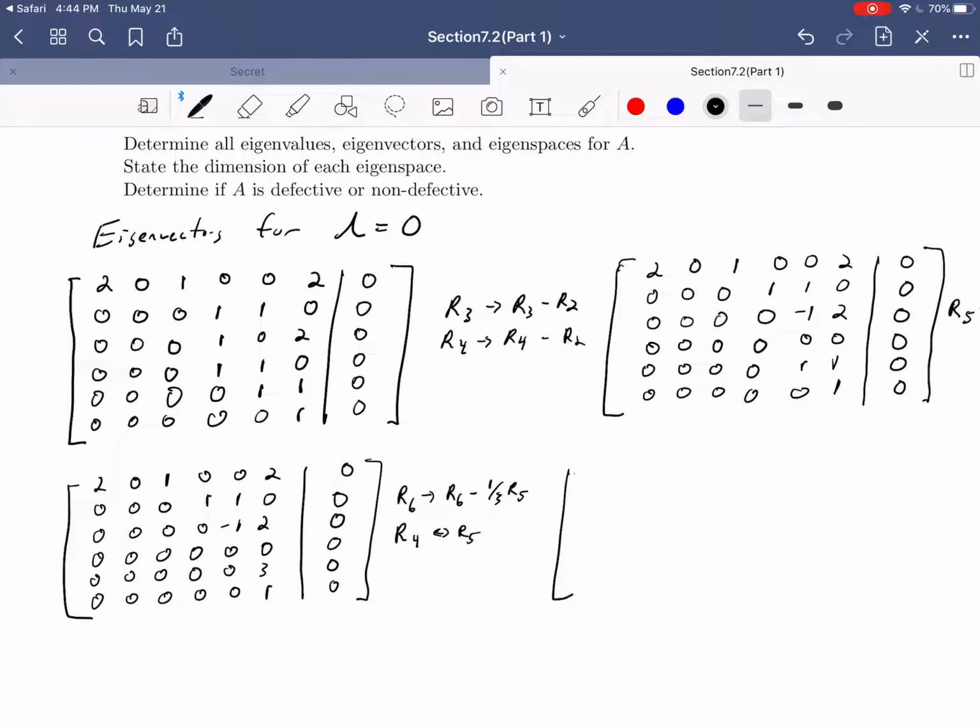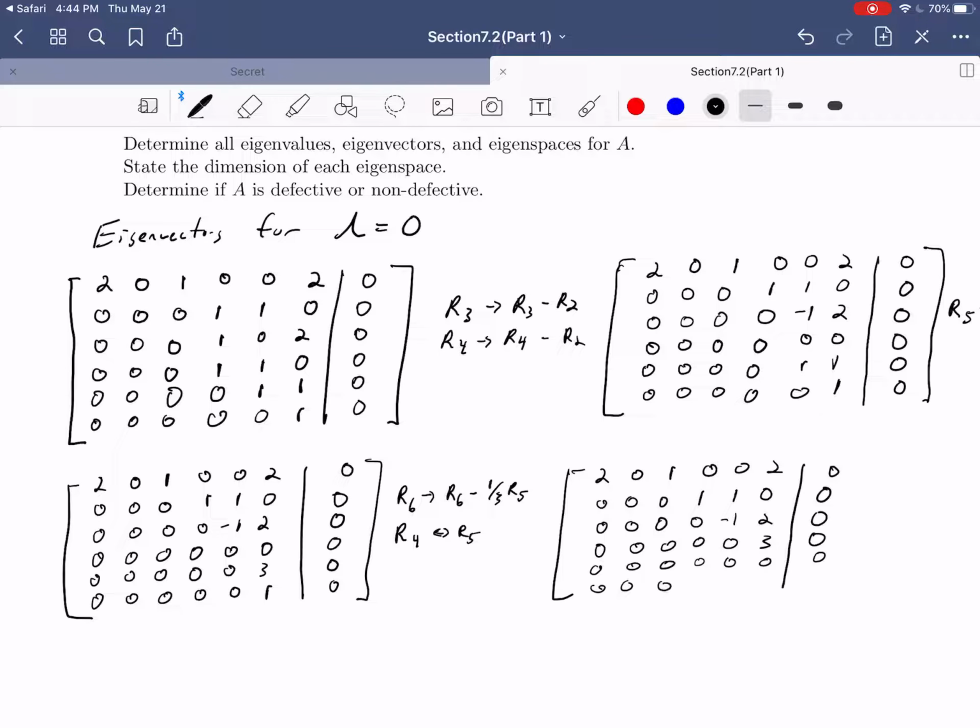And once we do that, we should have 2, 0, 1, 0, 0, 2, 0. And then 0, 0, 0, 1, 1, 0, 0. And then 0, 0, 0, 0, minus 1, 2, 0. And then 0, 0, 0, 0, 0, 3, because we're doing that interchange. And then we will have 2, 0 rows at the bottom here.